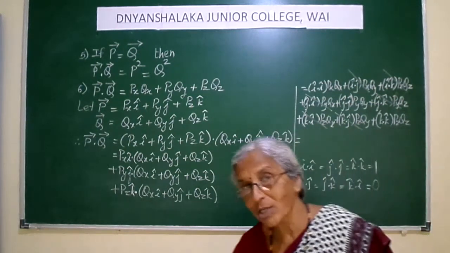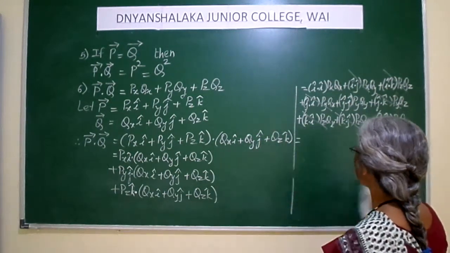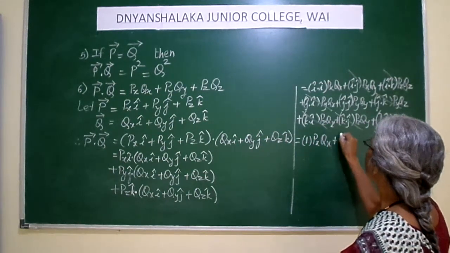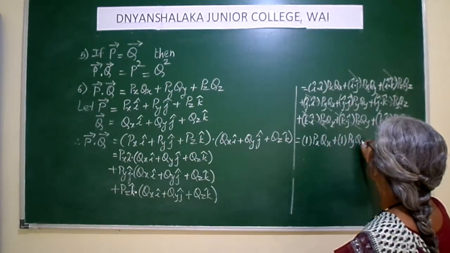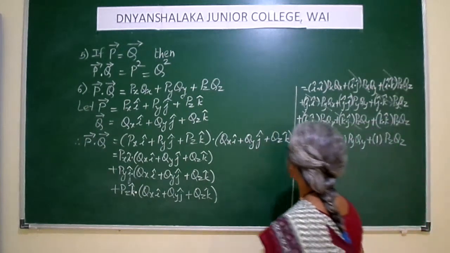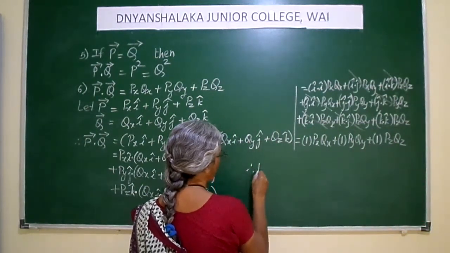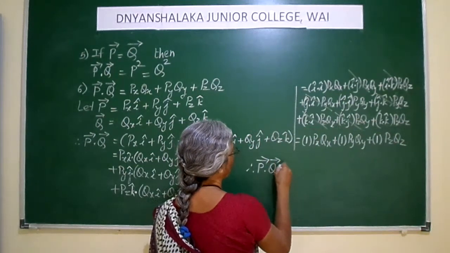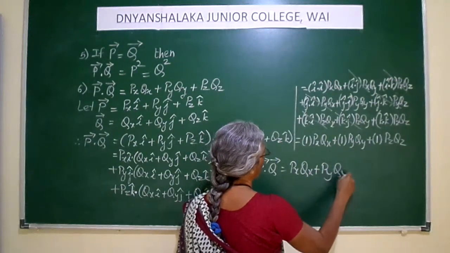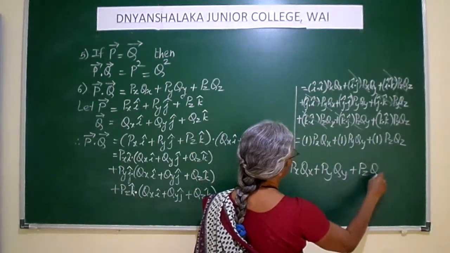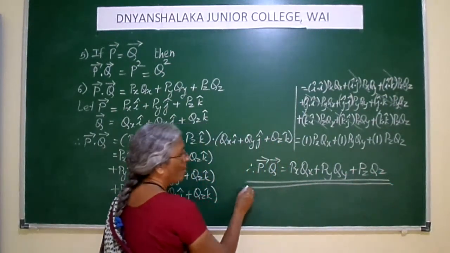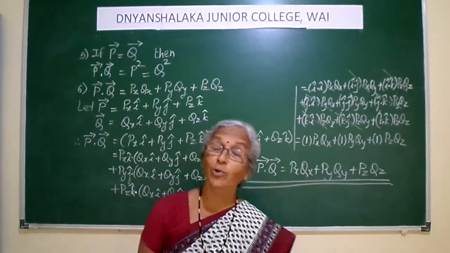Now I dot I is 1. So what does that give me? 1 into Px Qx plus 1 into Py Qy plus 1 into Pz Qz. So what have I proved? Therefore, vector P dot vector Q is equal to Px Qx plus Py Qy plus Pz Qz. Very important scalar property of scalar product of two vectors.